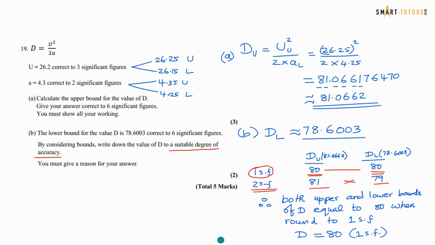So the answer is still the same at 1 significant figure. All you want to do is have both upper and lower bounds of d equal to 80 when rounded to 1 significant figure. So d equals 80, and the suitable degree of accuracy is 1 significant figure. That is the answer for question number 19.